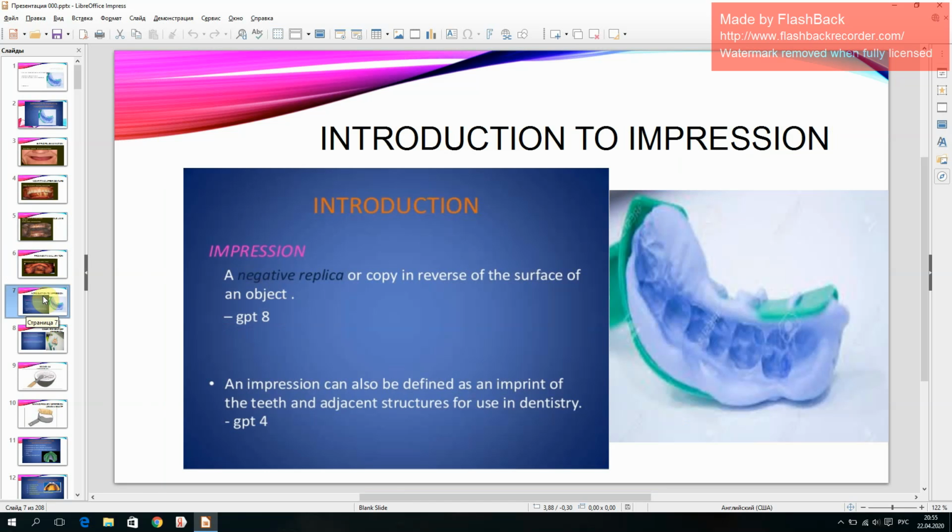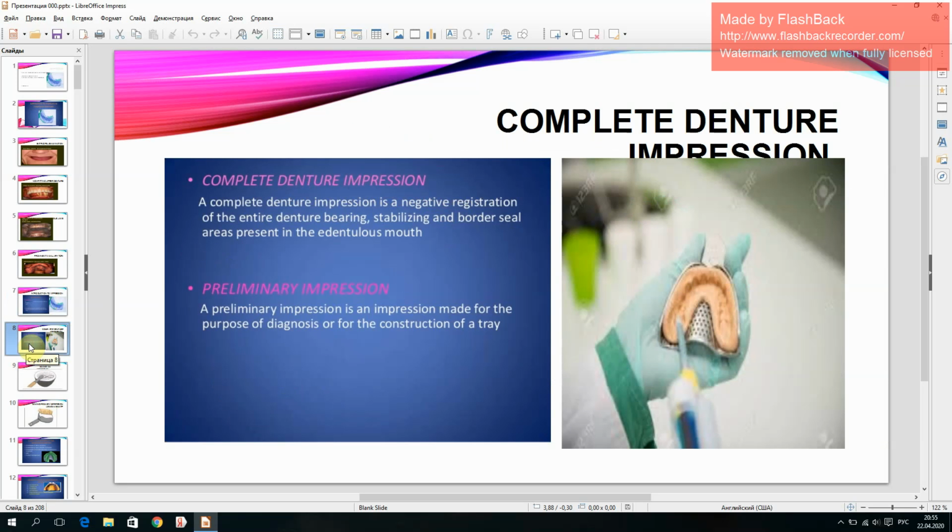Introduction. Impression: a negative replica, or copy in reverse, of the surface of an object. An impression can also be defined as an imprint of the teeth and adjacent structures for use in dentistry. Complete denture impression: a negative registration of the entire denture bearing, stabilizing and border seal areas present in the edentulous mouth.